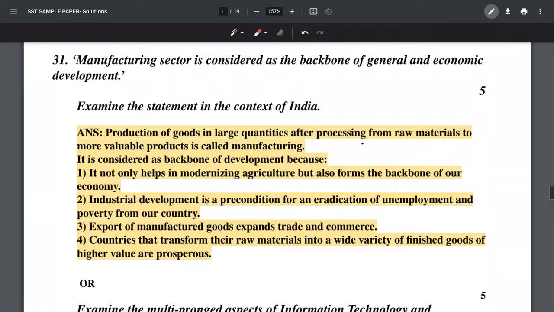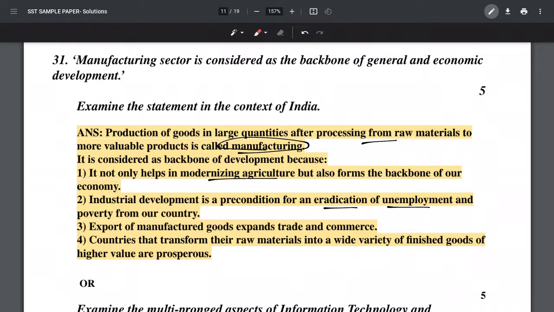Production of goods in large quantities, processing them from raw materials to finished goods, is known as manufacturing. That we know. Why is it considered the backbone? It not only helps in modernizing agriculture, but it even becomes the backbone of the economy. Industrial development is a precondition for the eradication of unemployment and poverty from our country.